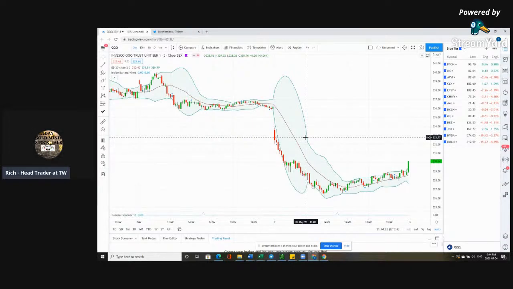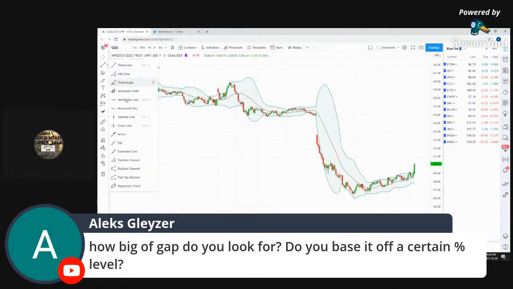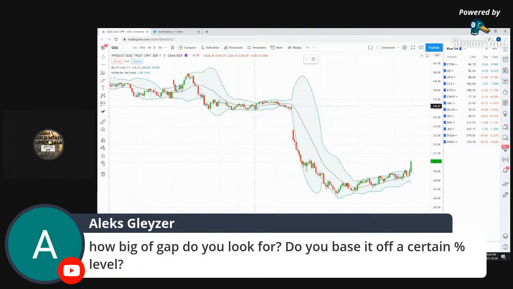Alex says, how big of a gap do you look for? Do you base it off a certain percentage level? So Alex, what I look for is the previous day's high and the previous day's low. So as today, for example, the previous day's low is over here.